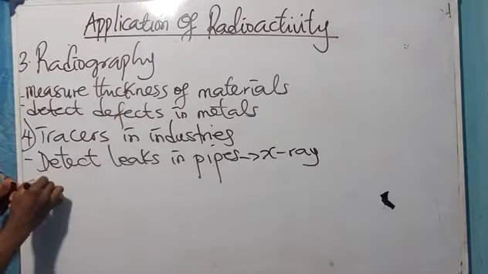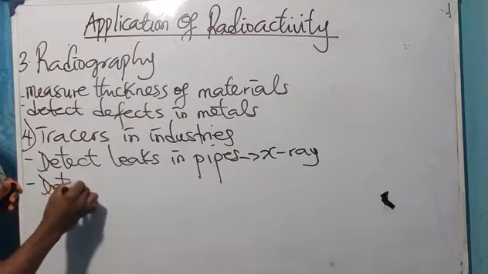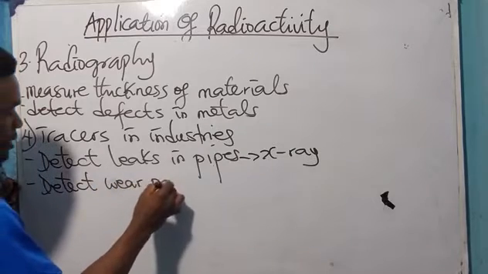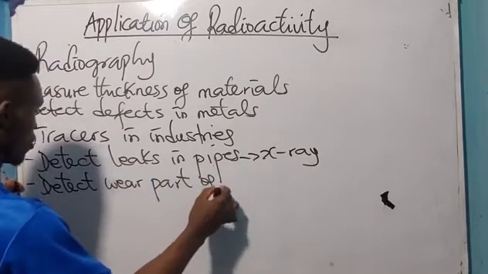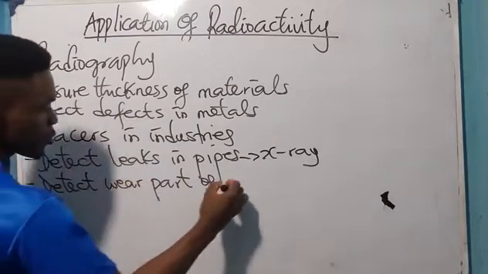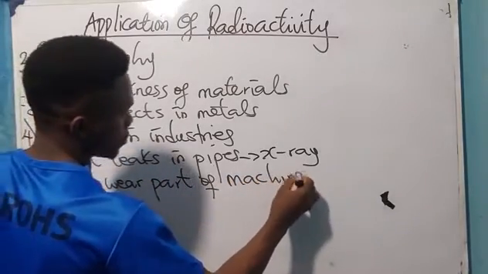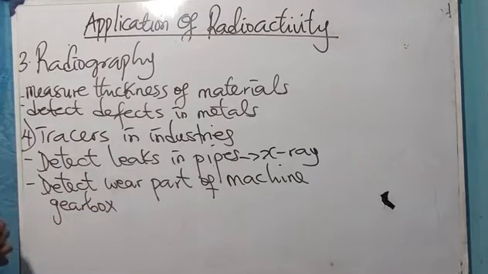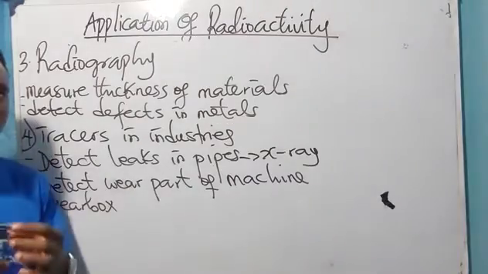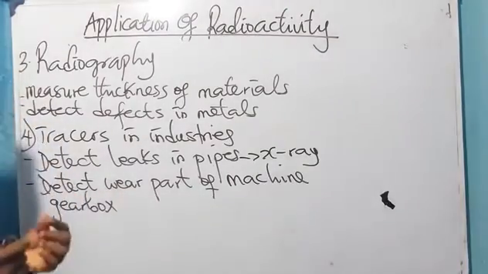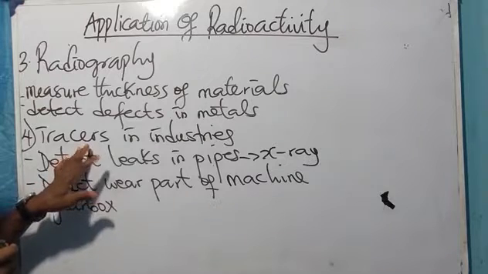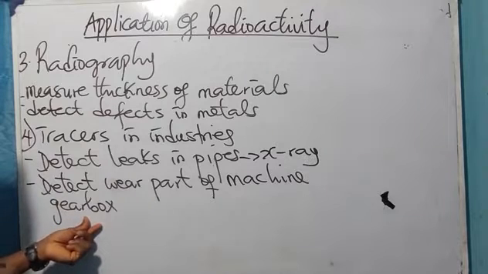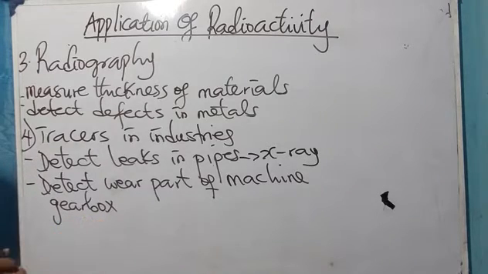And again, it is also used to detect worn parts of a machine. An example is the gearbox. The parts of a machine that are wearing out are detected through tracers. A good example is the wearing of a gearbox, which can be detected using a radioisotope element. Take note of that.